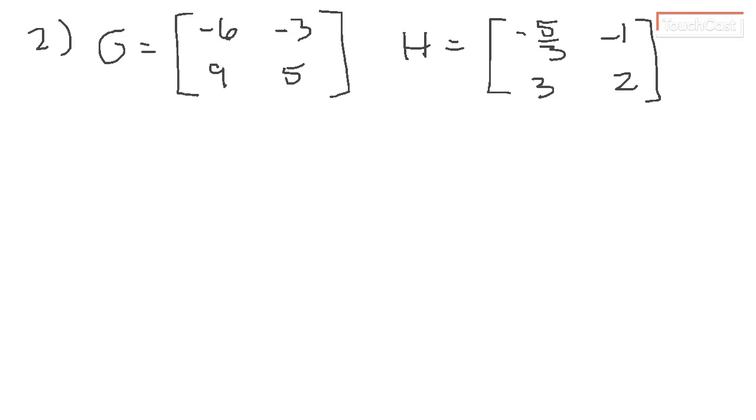Alright, let's check on example 2 if G times H. If G and H are inverses, so G times H, we're going to get -6 times -5/3 is going to give us 10.